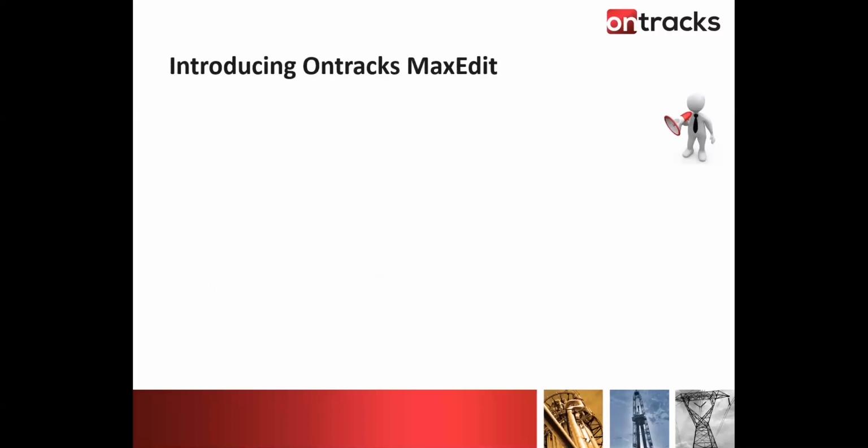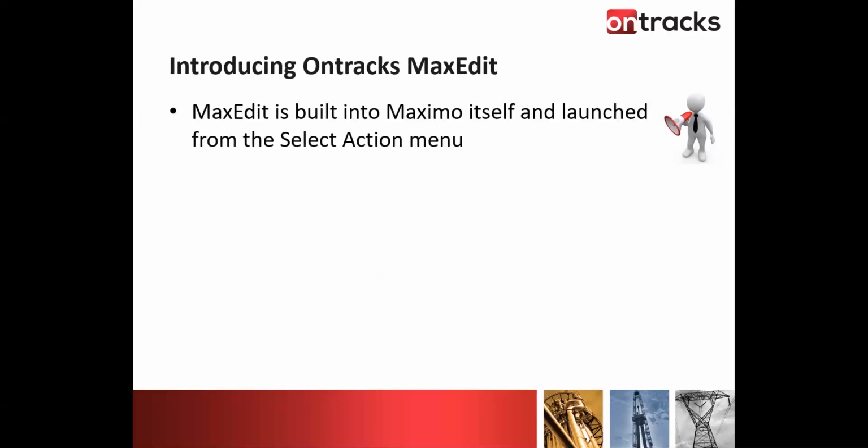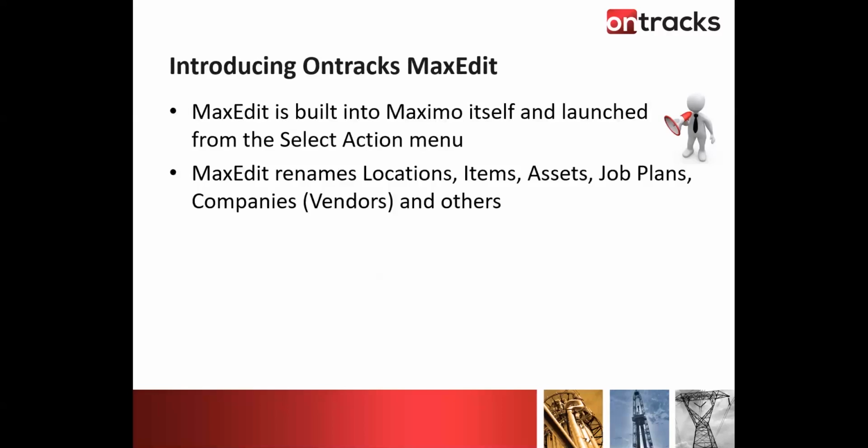Okay, so let's talk specifically about MaxEdit. The premise of MaxEdit is that it's a utility that's built right into Maximo itself and can be launched from within Maximo through the Select Action menu. MaxEdit renames locations, assets, job plans, companies, and others, and I'll hopefully be able to demonstrate this in a moment, and I believe I have a more elaborate list here on the next slide as to which records it can rename. There's also an offline tool, which I'll talk about in a moment as well, that actually allows you to rename any record in Maximo as long as you understand how that record is related to other records in Maximo.